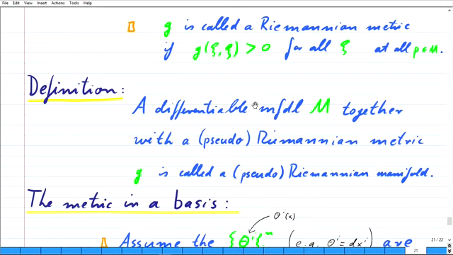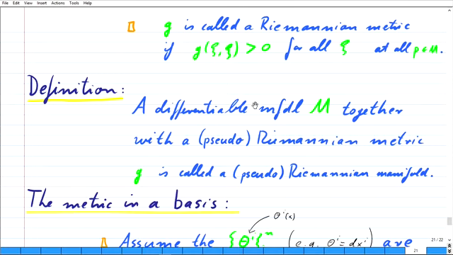Now, there are two cases, Riemannian and pseudo-Riemannian. If the metric, in addition to being symmetric and non-singular, also is positive, if it always outputs a positive number if you plug in the same tangent vector twice, then this is called a Riemannian metric.